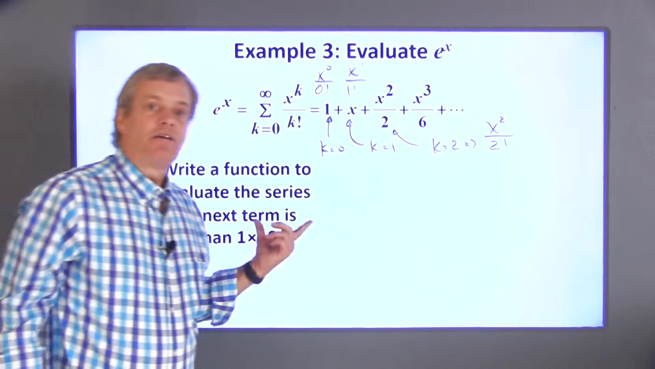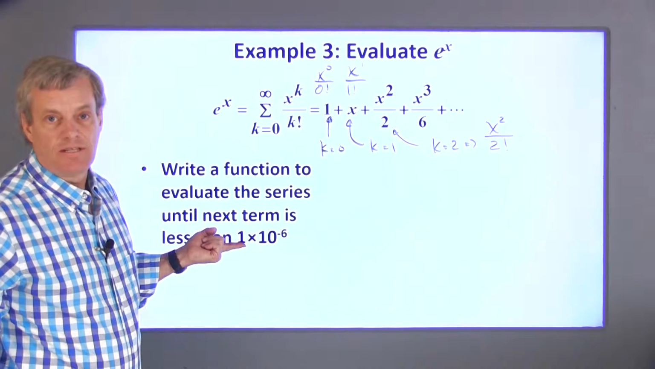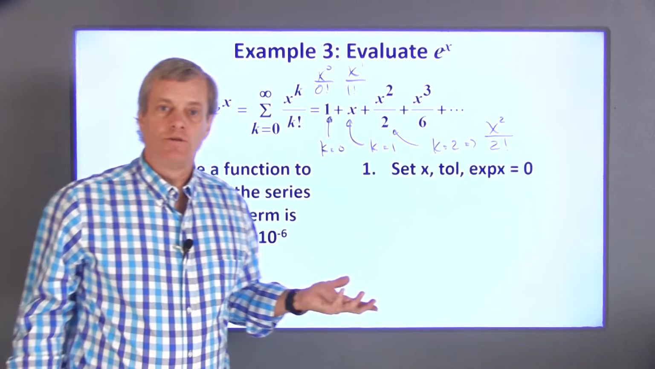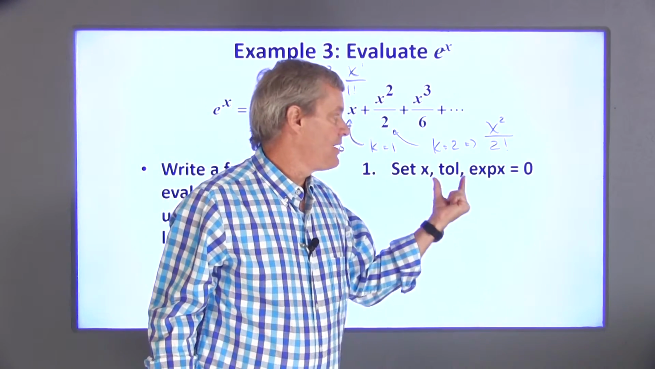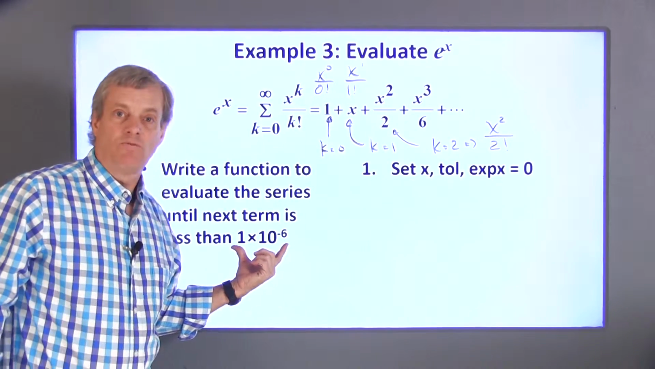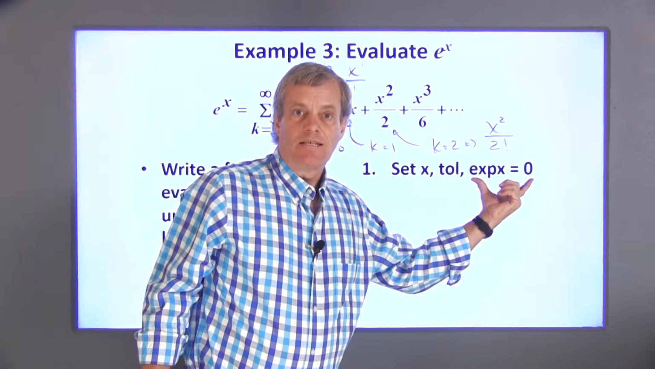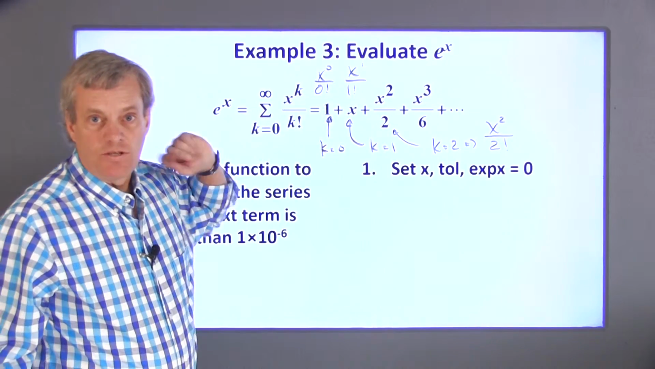Now, I'm going to keep calculating terms until the next term is less than 1 times 10 to the minus 6th. So as usual, I'll start by writing a little pseudocode. I need to initialize values for x, expx, and tolerance. Tolerance is this 1 times 10 to the minus 6 value. I'll initialize expx to 0, so this sequence will become 0 plus 1 plus so on and so forth.